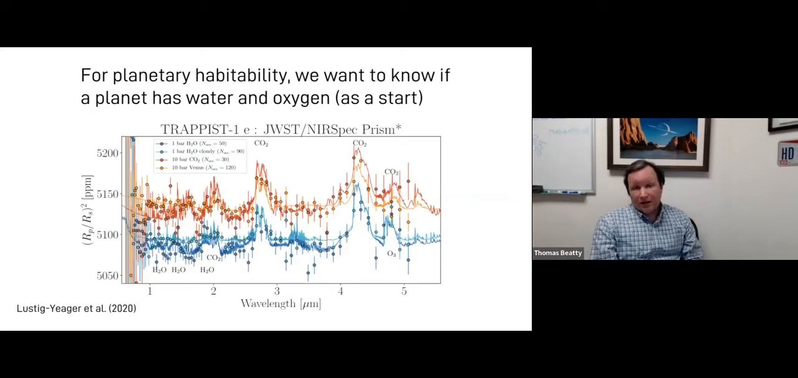For planetary habitability, as a start, the first thing we would want to know is, is there water and oxygen in the atmosphere? Is it an Earth-like, Earth-sized planet? And is there roughly an Earth-like atmosphere with some amount of water and some amount of oxygen? Oxygen in particular being one of the main biosignatures that we would look for as evidence for life.